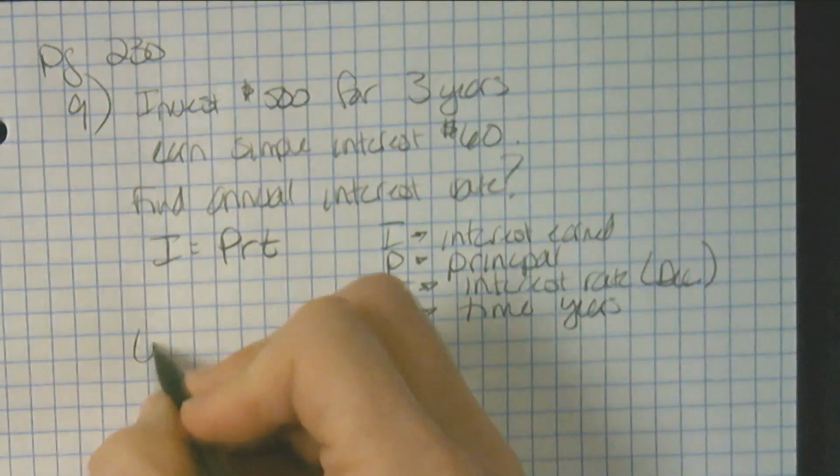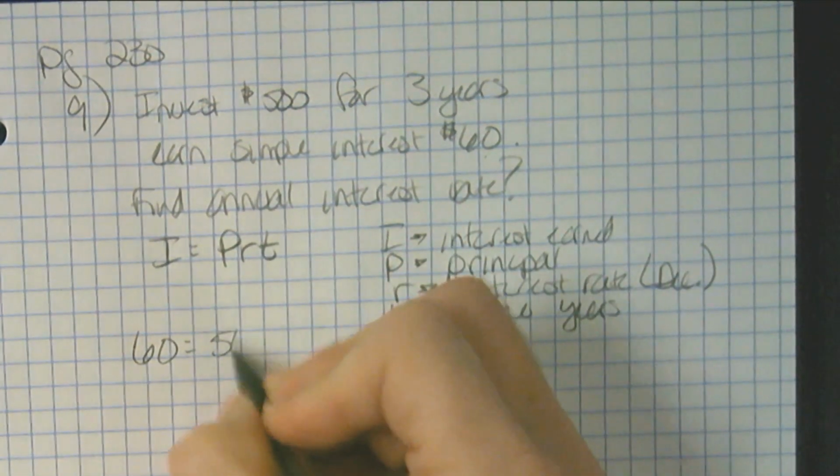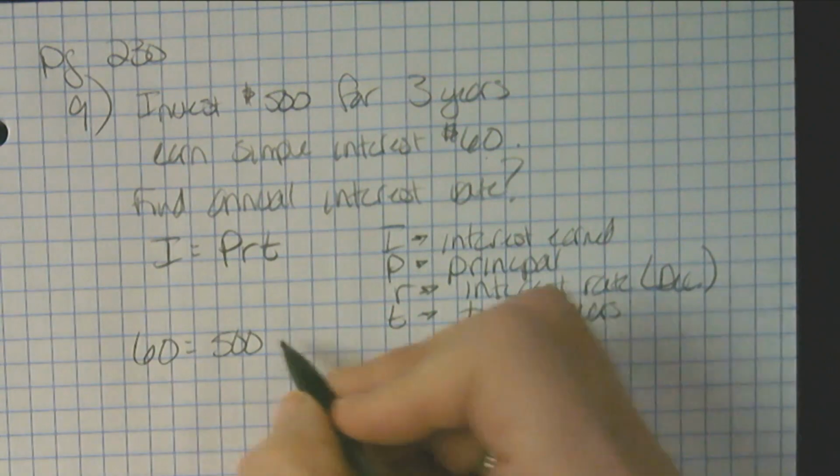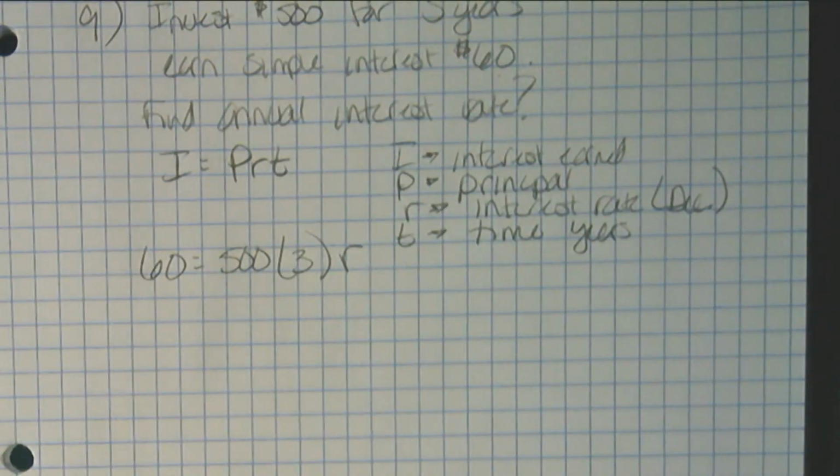So I'm just going to fill in this. So I have 60, because that's my interest earned, is equal to, well, I invested $500 for 3 years times my interest rate, which I don't know. And then you simplify from there. And that would give us our decimal form of our interest rate.